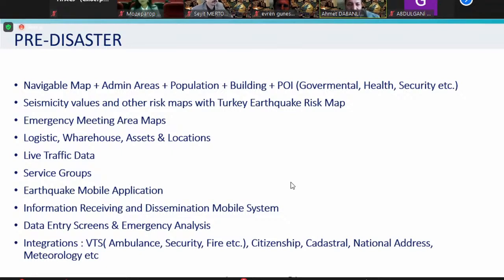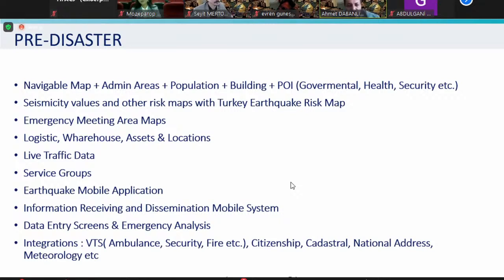Emergency meeting area maps are collected and stored centrally in the database. Logistics, warehouses, all the assets and their locations and attributes are collected. So in case an earthquake or flooding happens, live traffic data is important because you can see where you can go easily, and there may be some bridges that have fallen or been damaged, so traffic diversion is needed, and live traffic data is very important for optimization of the routing.